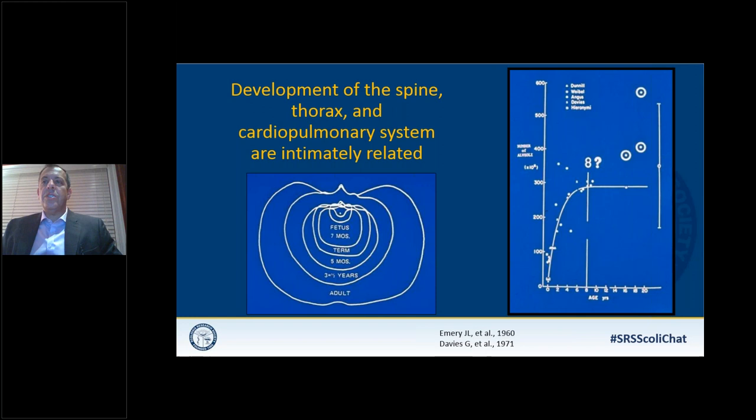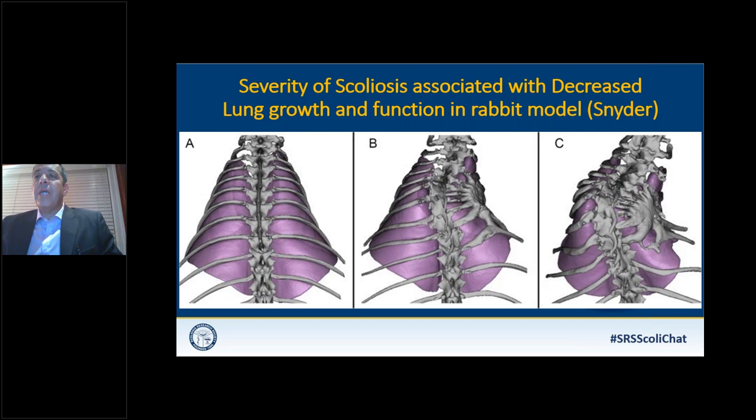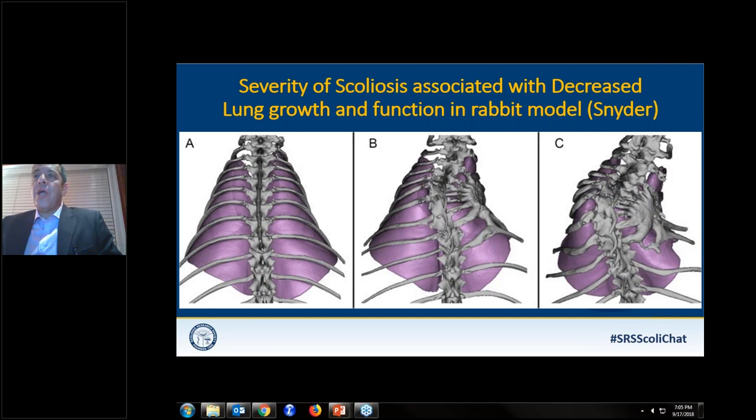People have looked at this all sorts of ways, and it's well understood that the size of the curve and also the amount of rotation very significantly correlates with lung function. In fact, Brian Snyder has developed a rabbit model for early onset scoliosis. And by tethering ribs, he's shown that as the curves get larger and larger, lung function and lung growth is proportionally inhibited.